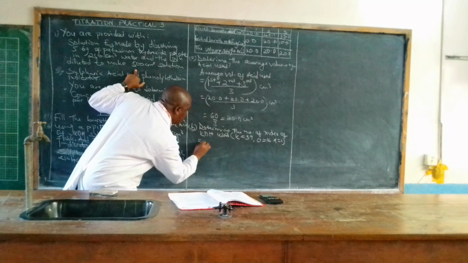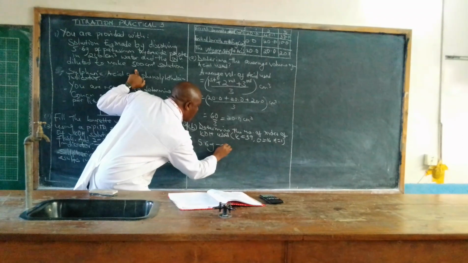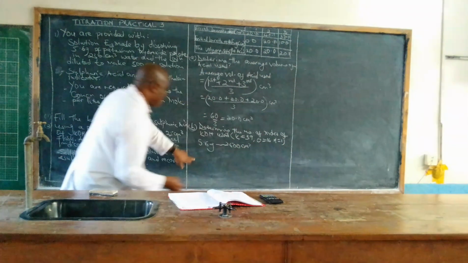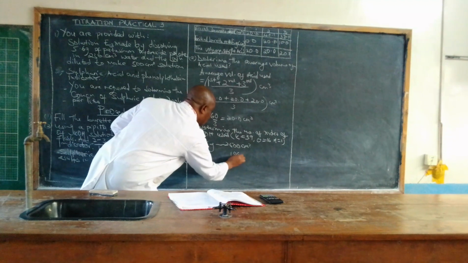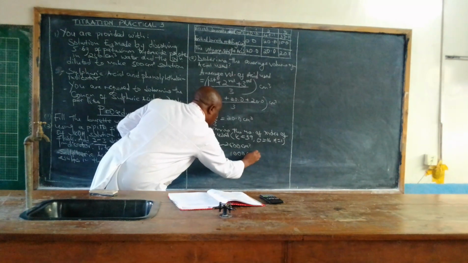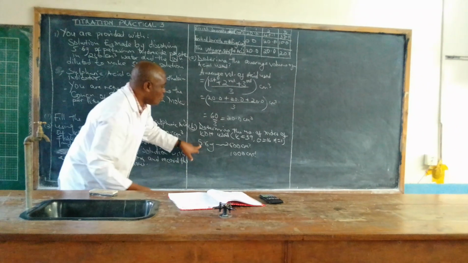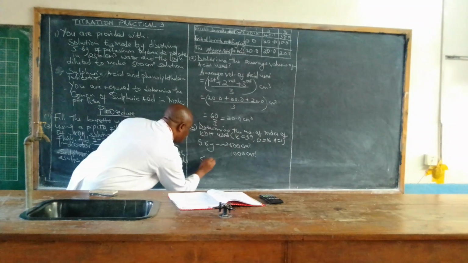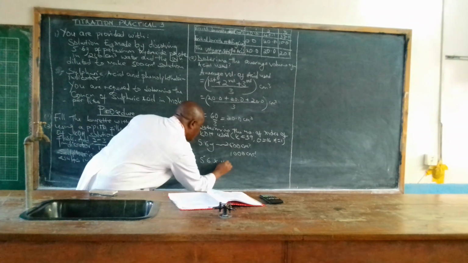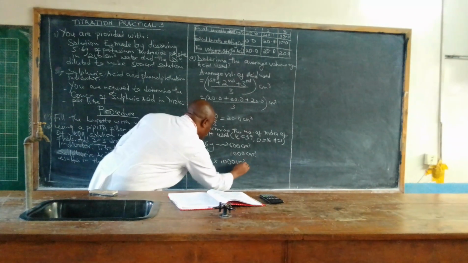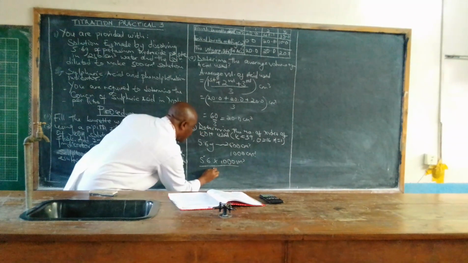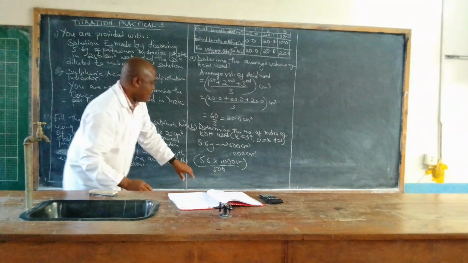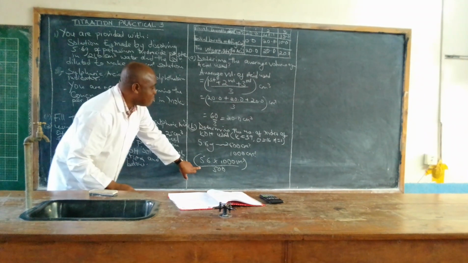So we are going to ask ourselves, 5.6 grams were dissolved in what? In 500 cubic centimeters, right? So what about in 1,000 cubic centimeters? In this case, we are going to cross multiply. So we are going to have 5.6 times 1,000 cubic centimeters, then we divide by 500, right? All these are grams per liter.